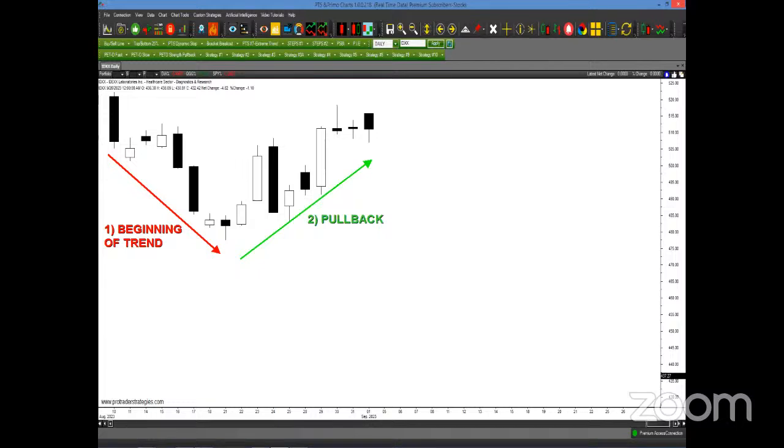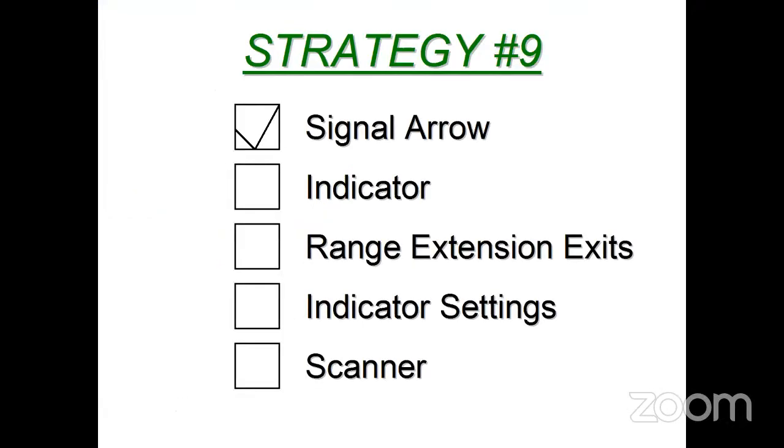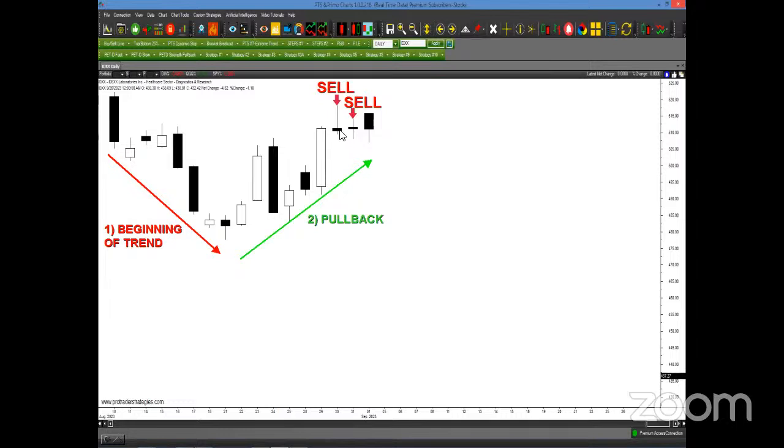So now we're not looking at this to get long. We're looking at this as a selling opportunity. I don't care what anyone tells you. It's more advantageous as a selling opportunity as opposed to getting long, because if we click on strategy number 9, click on signal arrow, we had 2 sell signals right here towards the high.